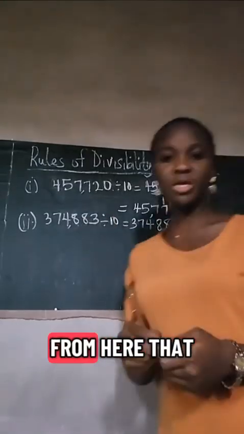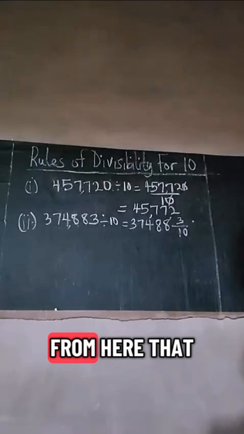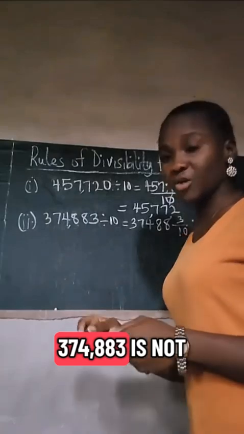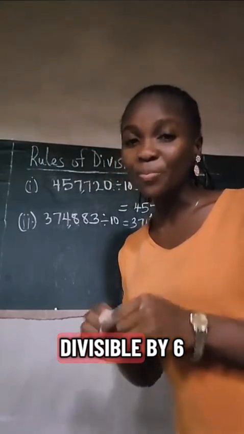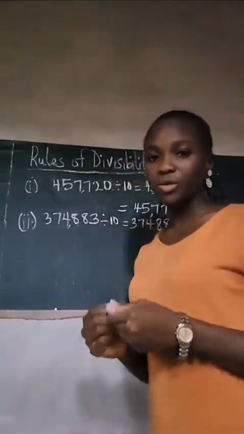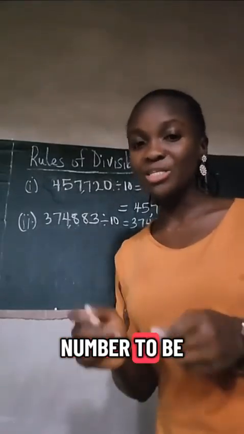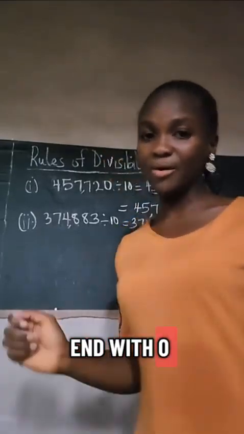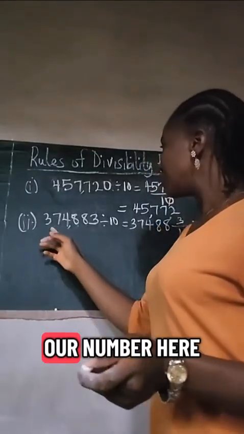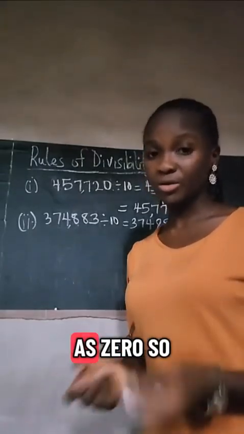So we can see from here that 374,883 is not divisible by 10 because for any number to be divisible by 10, that number must end with 0. Unfortunately, our number here ends with 3, which is not the same thing as 0.